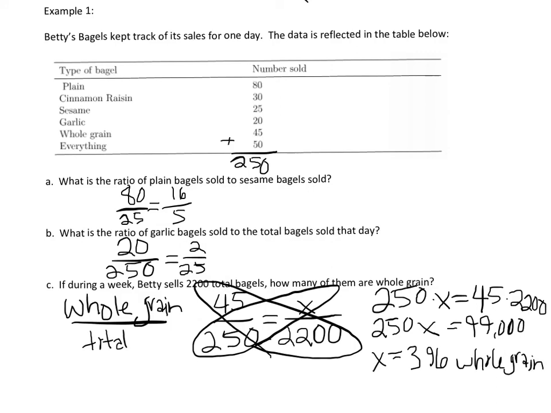So that's to say that if 2,200 total bagels are sold in a week, 396 of those should be whole grain bagels. That's a very clear application of how to use proportions and ratios in real life. So stay tuned for the next few videos, which are all examples of how we use ratios and proportions.